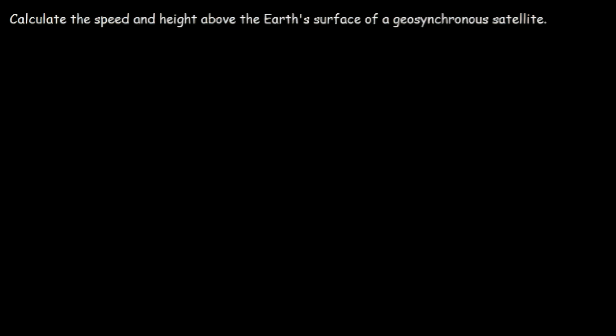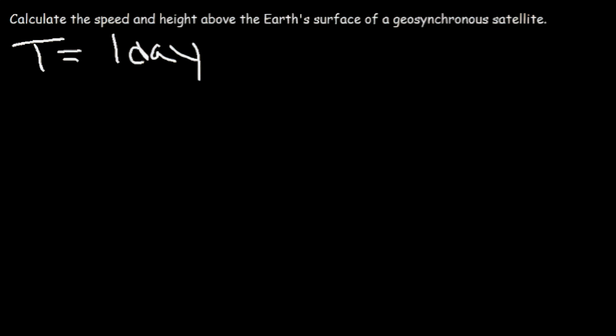Here's another problem for you. Calculate the speed and height above the Earth's surface of a geosynchronous satellite. A geosynchronous satellite is one that stays above the same point on the equator of the Earth. So the period of this satellite is approximately 1 day, because it takes 1 day for the Earth to rotate around its own axis. So all we have is the period. How can we find the height and the speed?